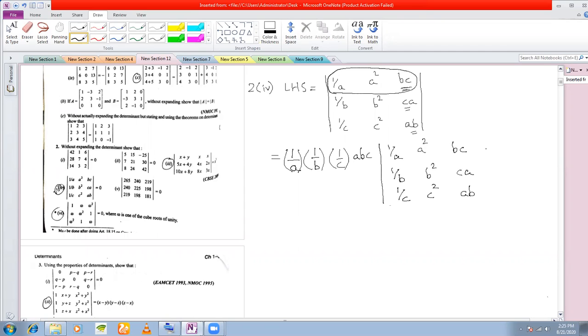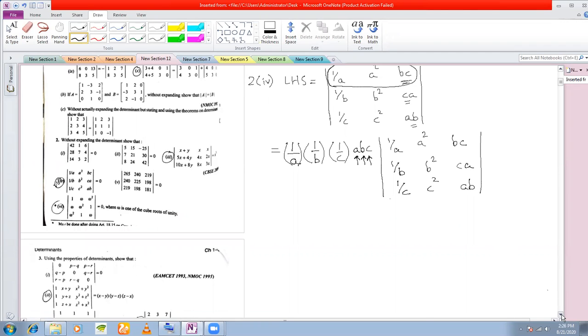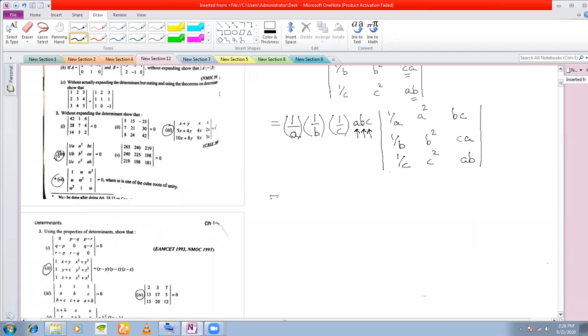I'm writing this way because I will require this A, this B, and this C. So I have done nothing actually, no operation I have done here. What I have simply done here is that I have written this as 1 by A into 1 by B into 1 by C into ABC. This is simple algebra. Now this becomes 1 by ABC.